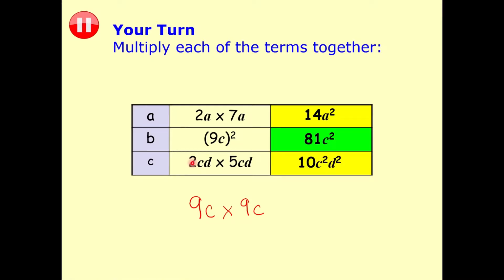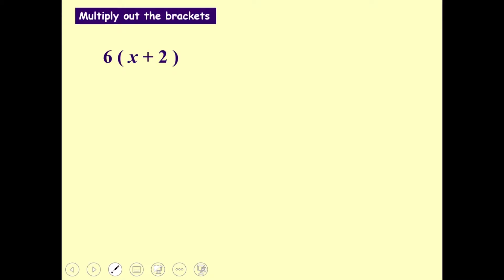Our numbers, 2 times 5 gives you 10. We've got c times c to give us c squared. And then we've got d times d to give us d squared. Okay, so that is multiplying terms. We're now going to use that knowledge to help us to expand single brackets or multiply out brackets.